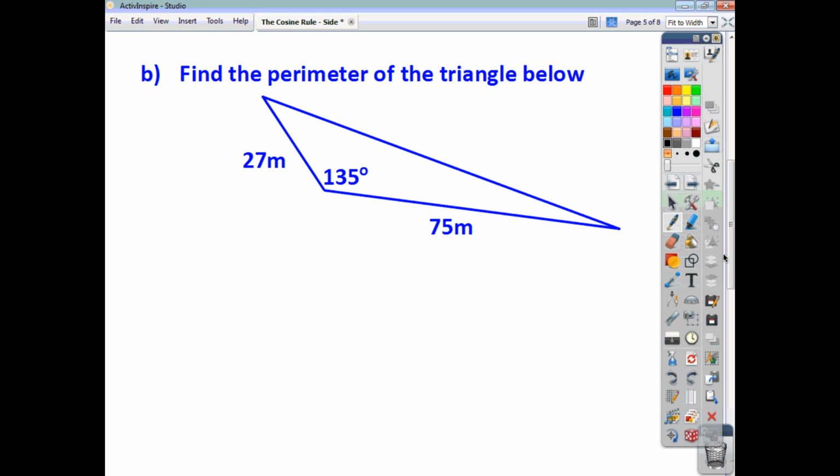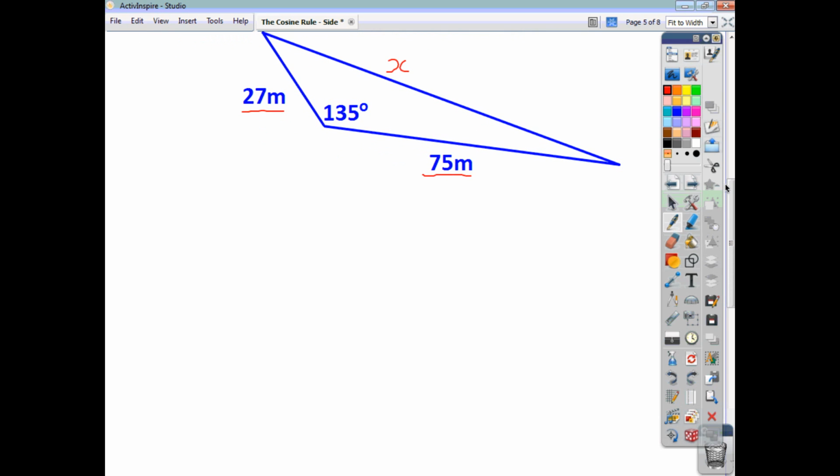Now, for this question, what we're asked to do is find the perimeter. And you know the perimeter is going to be this side, plus whatever this is. So we'll call this x. So the first thing we have to do is find x. You've got your angle sandwich, so it's going to be a cosine rule question. So a squared equals b squared plus c squared minus 2bc cos a.